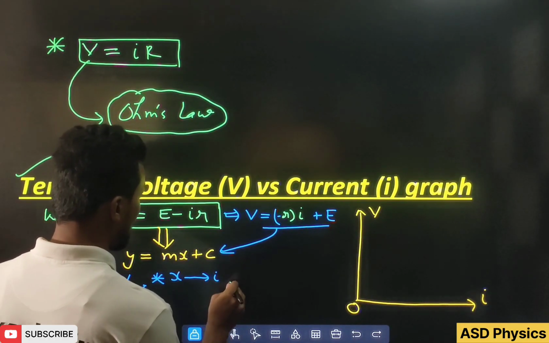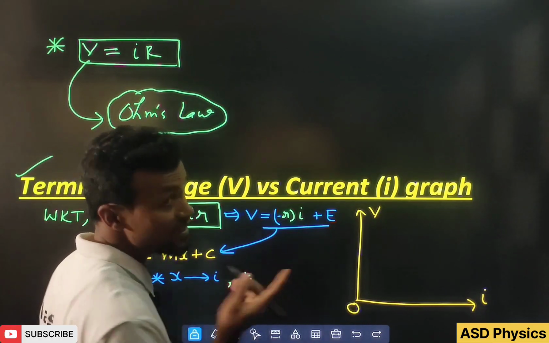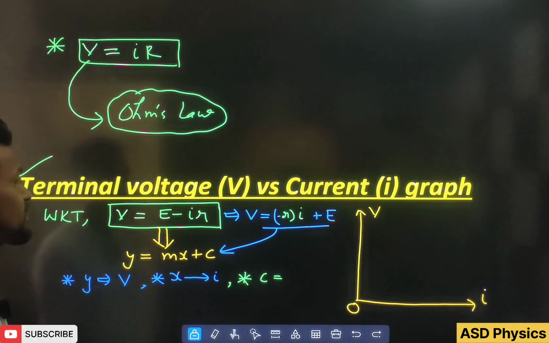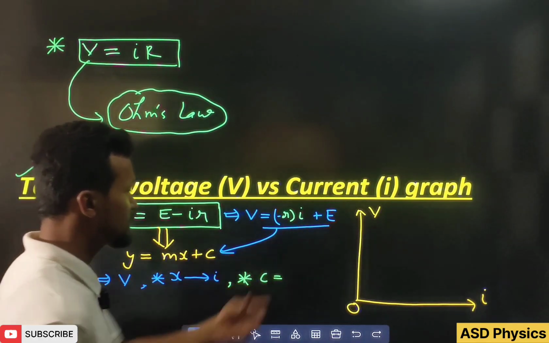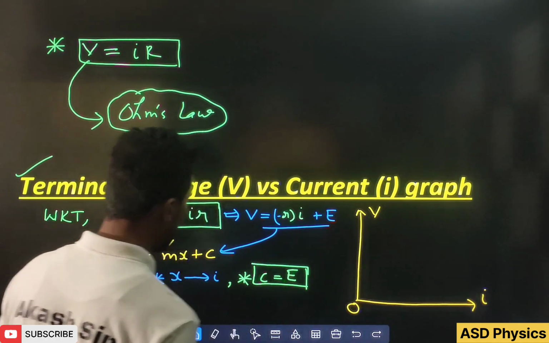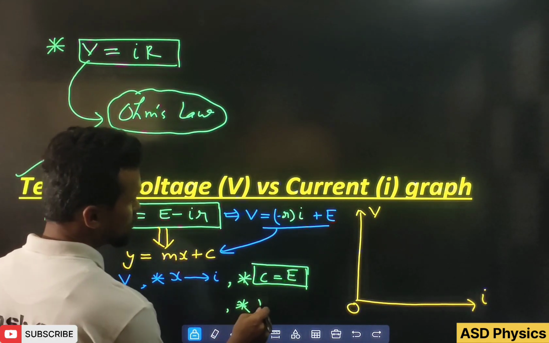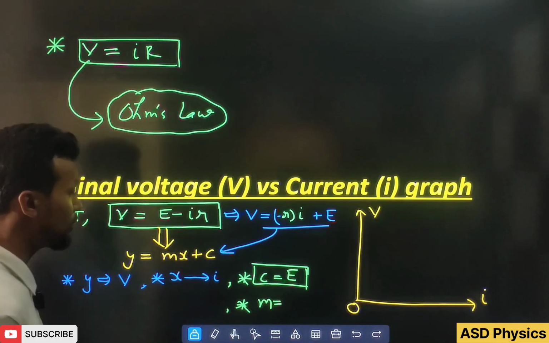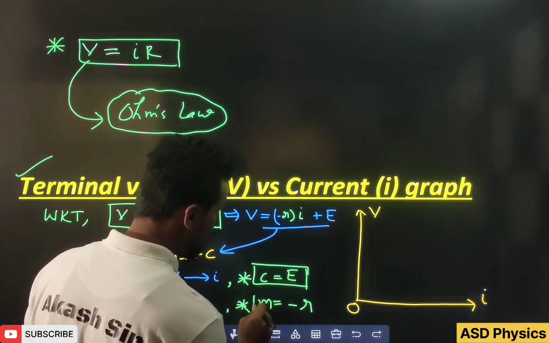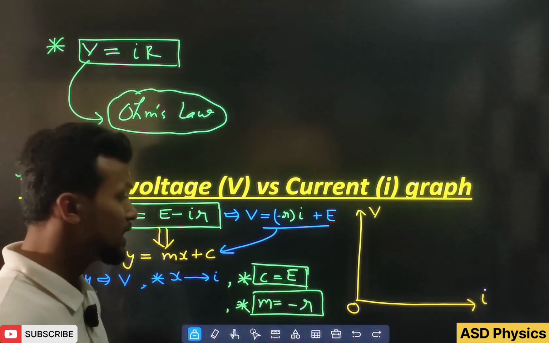Along the x direction, what is this? I. Next, if I write the intersection, or we can tell the intercept on the y-axis, what will C be? Here this is C, this is E. That means the intercept, C equal to E. And one more term will be there, the slope, M. M will be minus R. In the exam they have asked: how much intercept? E. How much slope? Minus R.